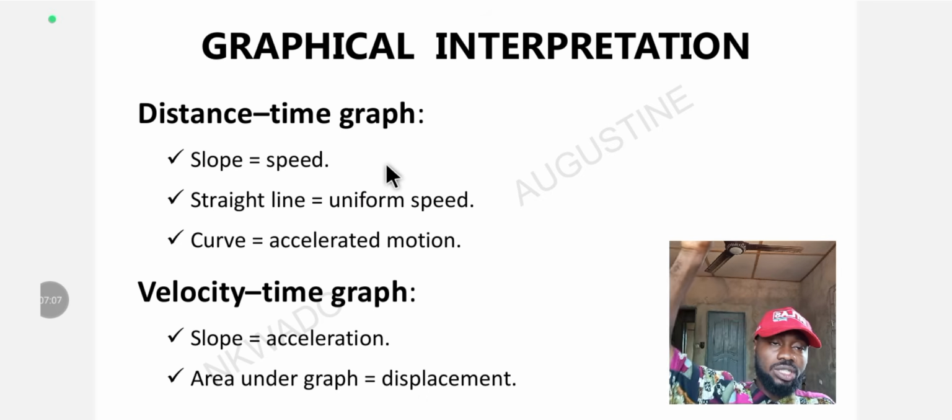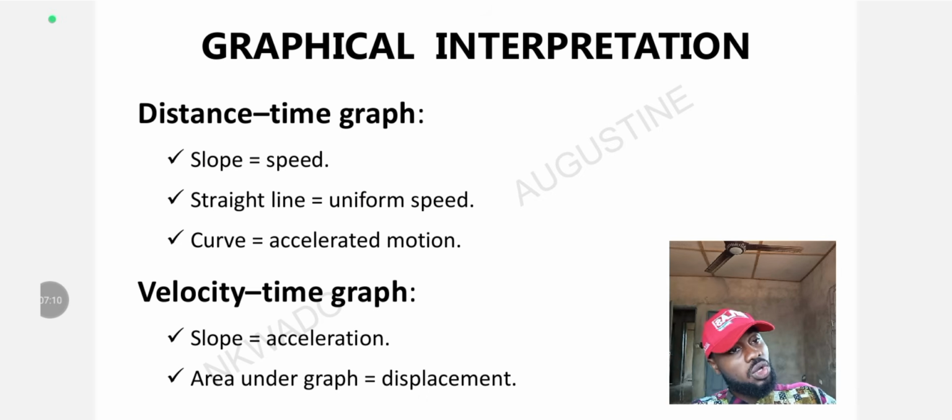Distance is on the y-axis of the graph, and time was plotted on the x-axis, that's the horizontal axis. So we are looking at distance covered with time. At a particular time, what distance was covered? That's what this graph is interpreting.